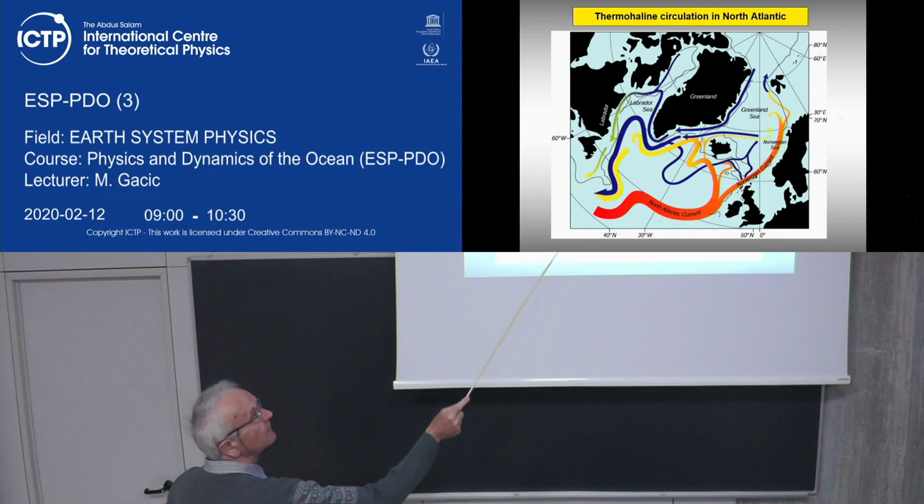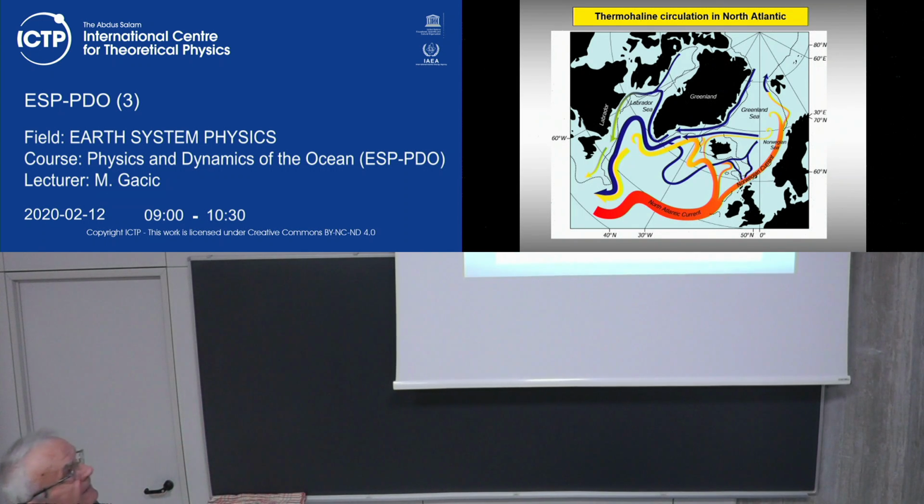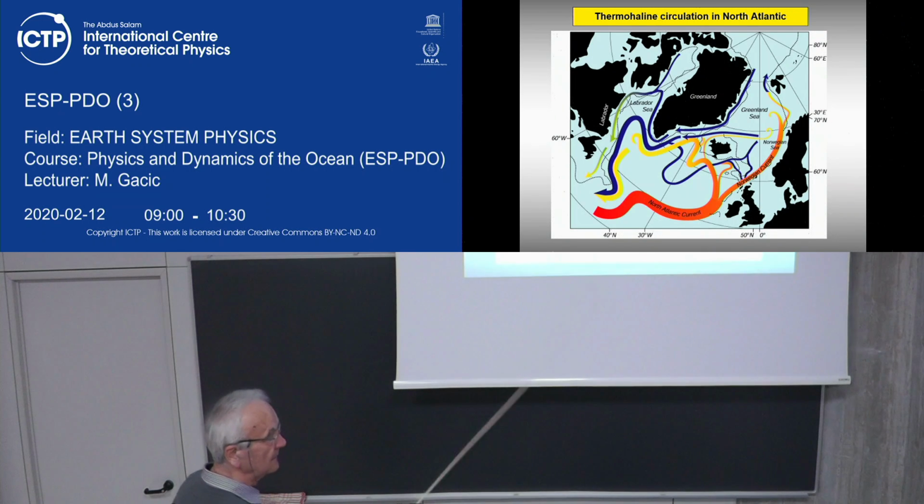And so what is happening here is that there is this circulation, and there is a flow. There are winds blowing from Greenland and Labrador, which are cold and dry, and they are causing the dense water formation, or the vertical mixing, in this Labrador Sea area.